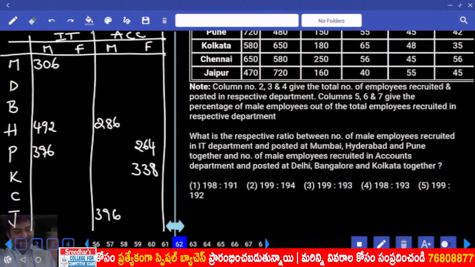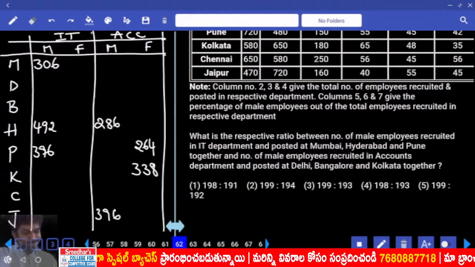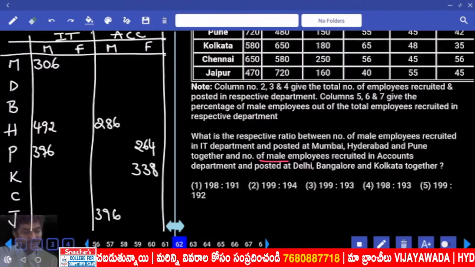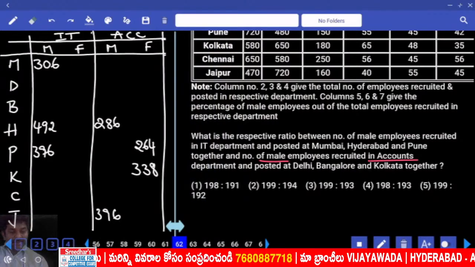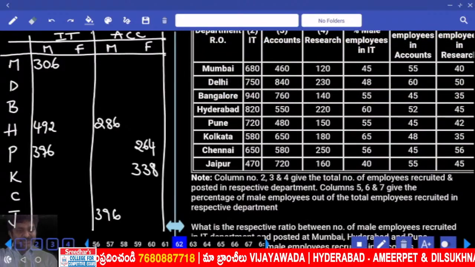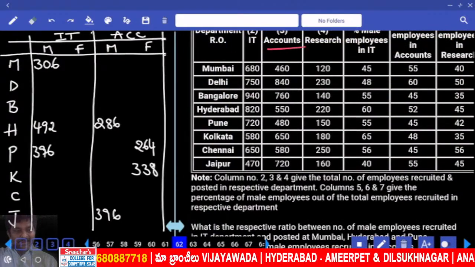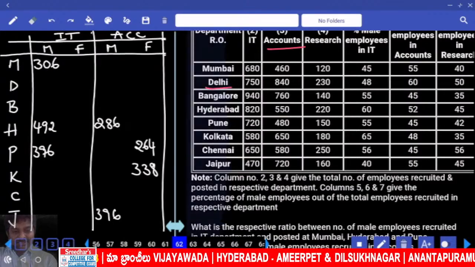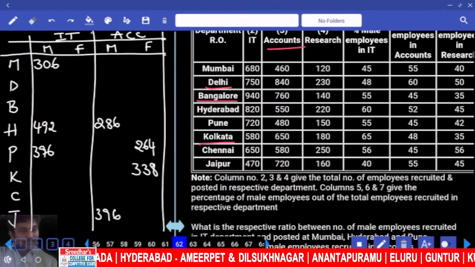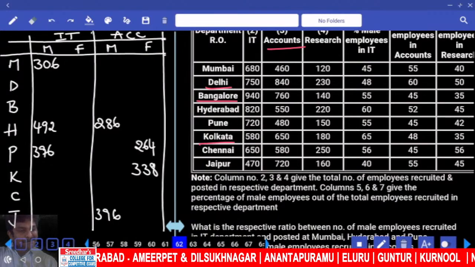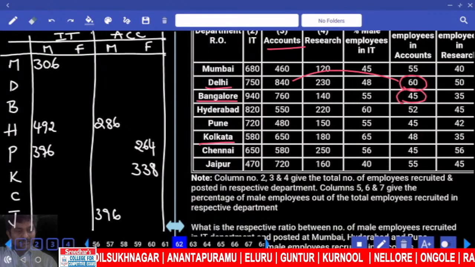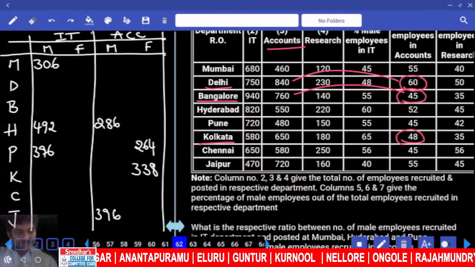396. Ratio between these three numbers: male employees recruited in accounts, Delhi, Bangalore, Kolkata. Accounts, male in Delhi, Bangalore, Kolkata. Correct? Male, Delhi. Bangalore. Kolkata.